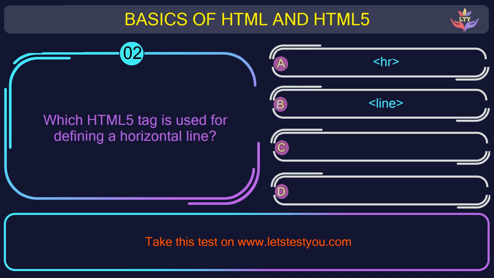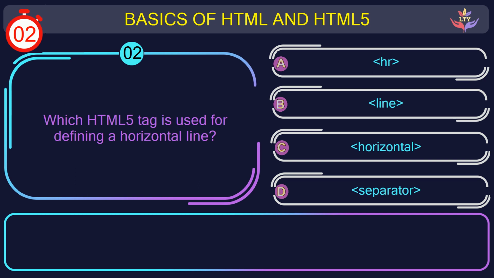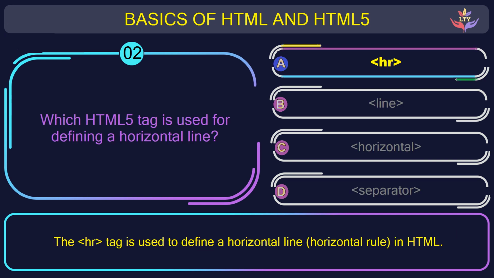Question number 2. Which HTML5 tag is used for defining a horizontal line? The correct answer is option A. HR. The HR tag is used to define a horizontal line, horizontal rule, in HTML.